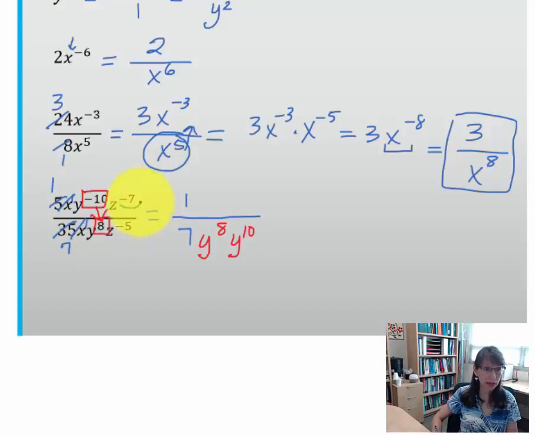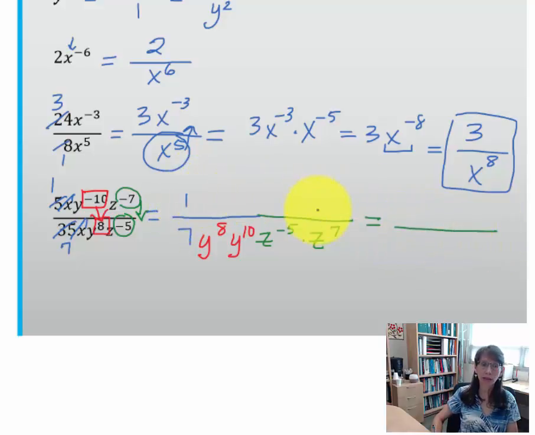I'm comparing a negative 7 with a negative 5. Negative 7 is smaller, so z to the minus 7 is the term that shifts. So I already had z to the minus 5 in the denominator, but now z to the positive 7 will also be in the denominator. And now we're ready to simplify.